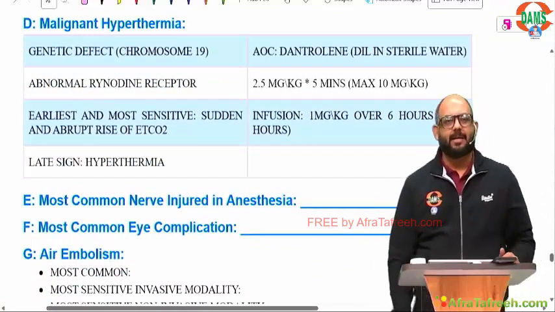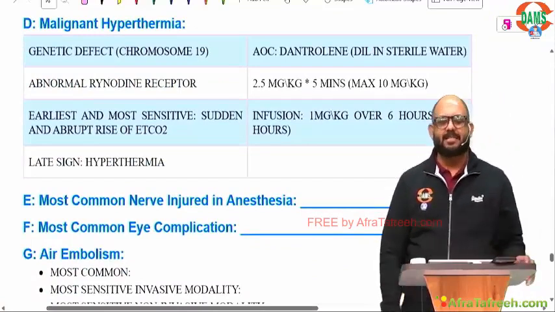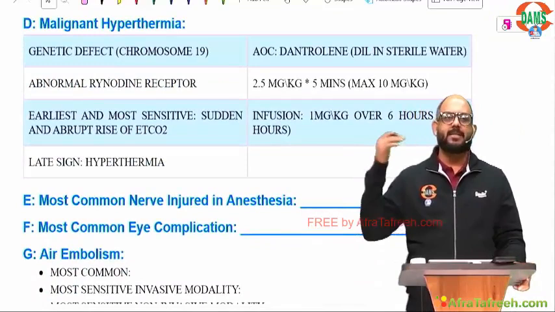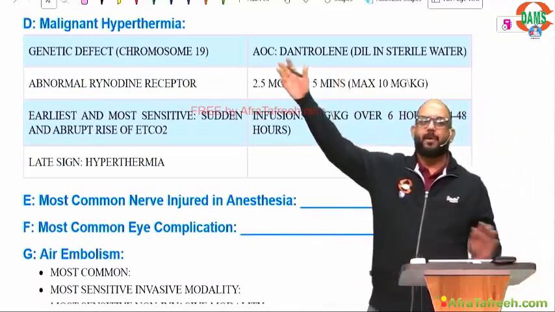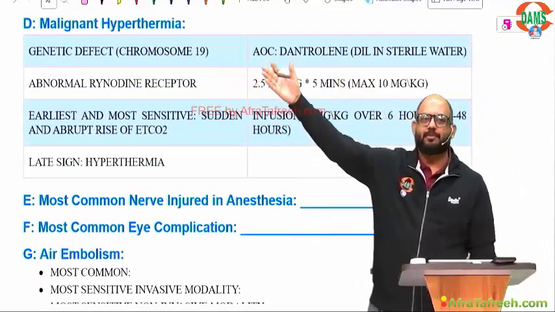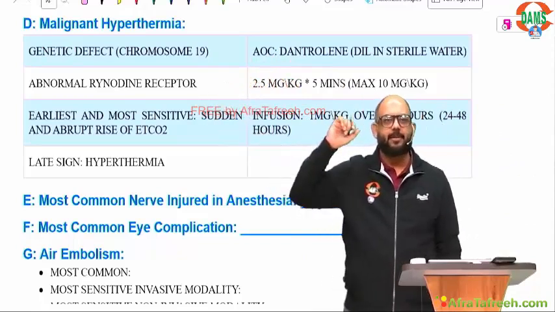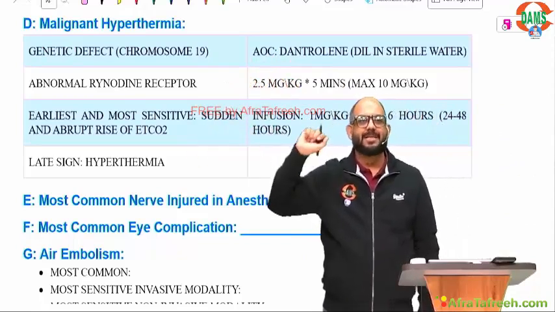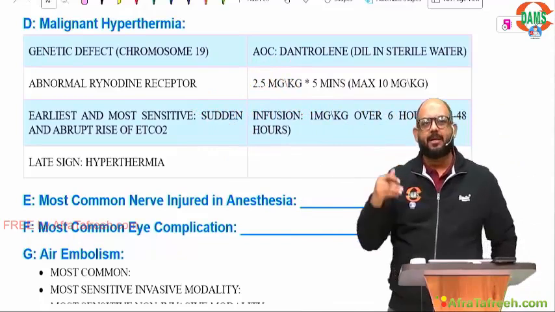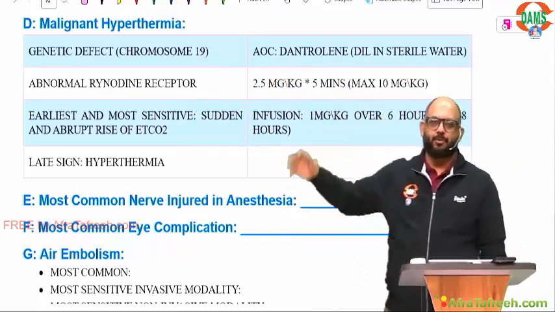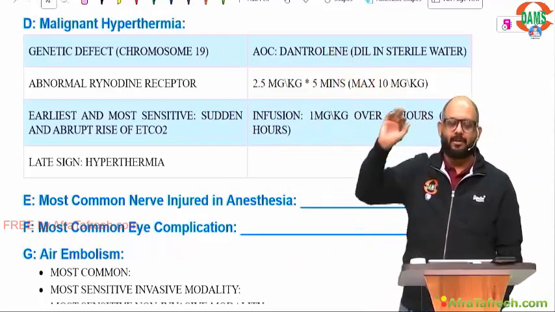Malignant hyperthermia. It's a genetic condition which is characterized by excessive muscle contraction, increasing the temperature of the patient. Genetic defect, chromosome 19, abnormal ryanodine receptor. Earliest and most sensitive indicator is sudden and abrupt rise of EtCO2. Agent of choice, dantrolene. Remember, dantrolene.